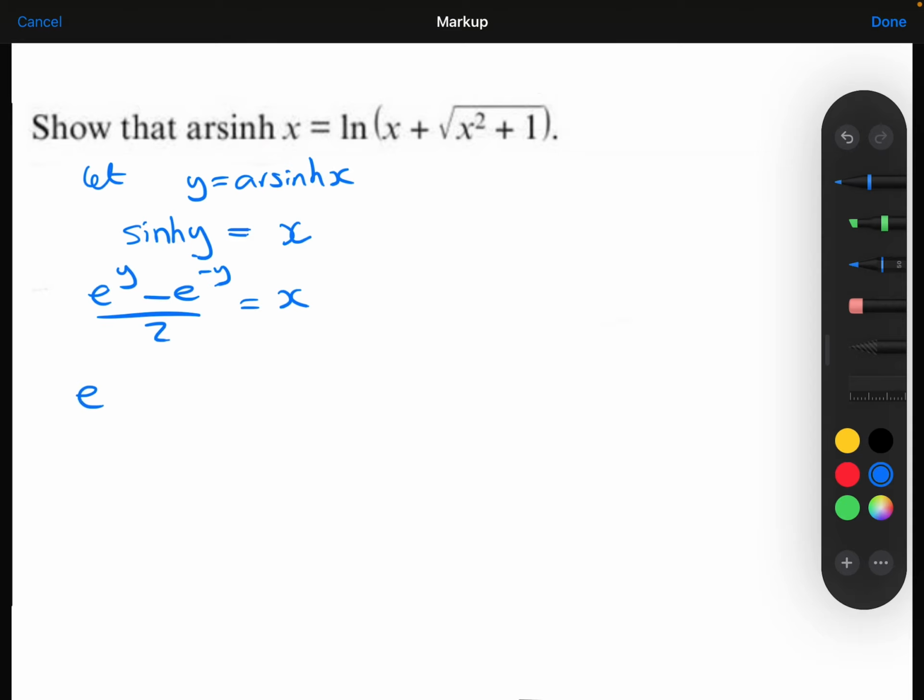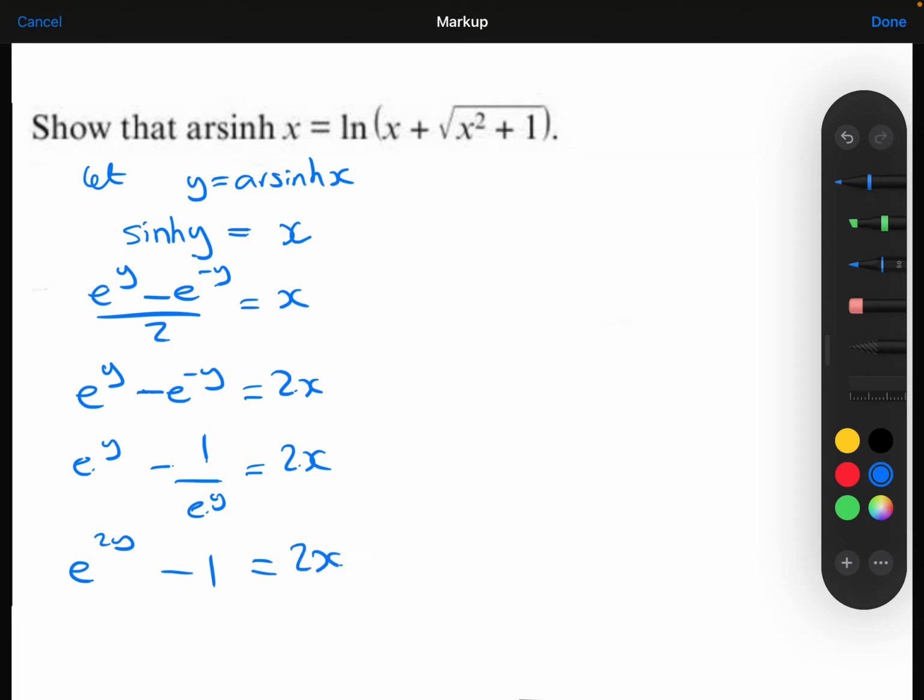I'm now going to multiply both sides by 2. And then this here, I can think of that as being 1 over e to the y. So I'm going to multiply through by e to the y. e to the y times e to the y is e to the 2y. 1 over e to the y times e to the y is 1. And then I've got 2x times e to the y. I'm going to move everything over to the left-hand side to make this equal to 0.